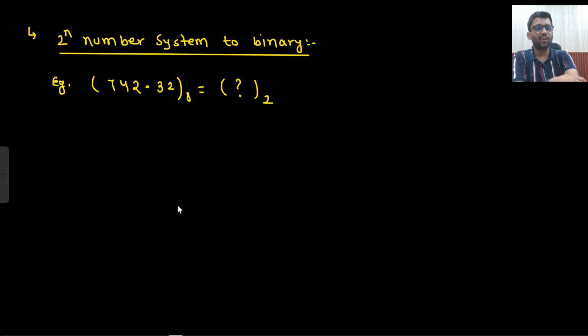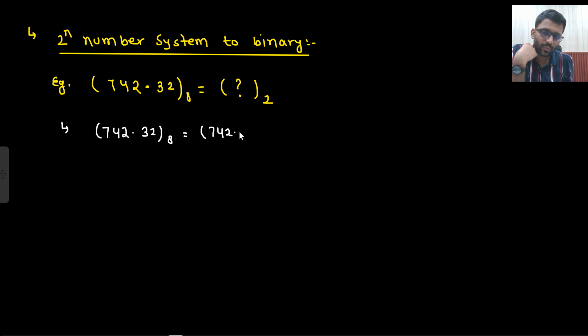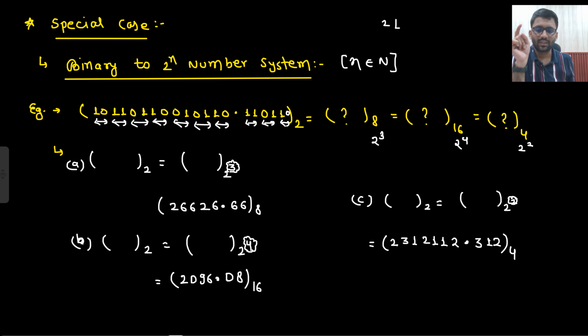Let's check from 2 to the power n to binary. So how we will do it? 742.32 in base 8. So 8 can be written as 2 to the power 3, right? So each number has to be denoted in 3 digits, in 3 bits I should say.